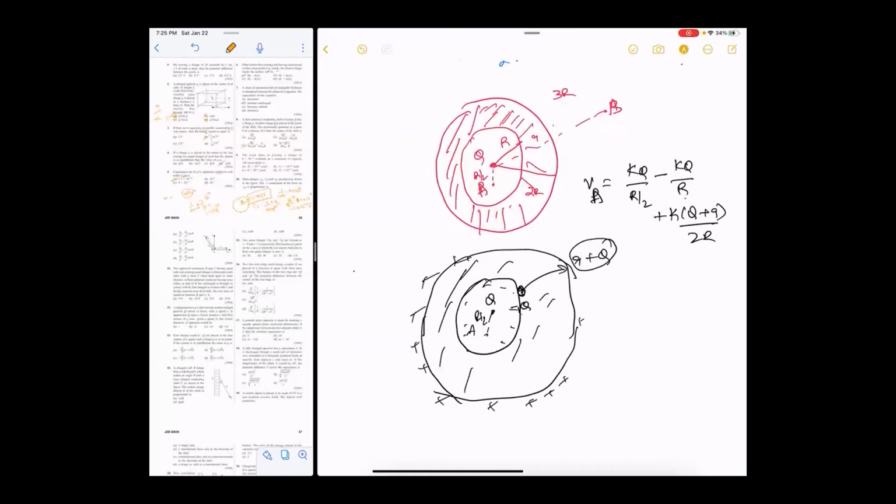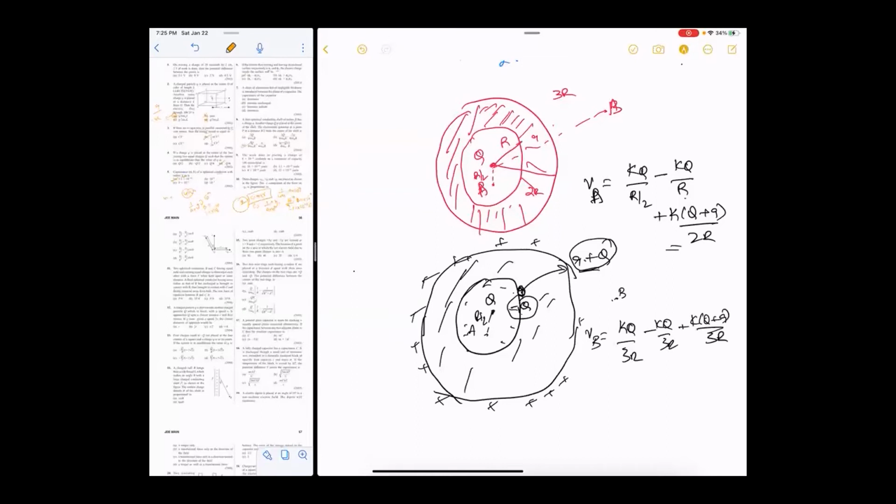So we have two shells. One shell of minus Q, other shell of Q plus q. So this is the potential at A. Now potential at B, outside charge, all behaves like a small point charge. So KQ by 3R due to minus Q is minus KQ by 3R, and due to Q plus q is plus K into Q plus q by 3R.